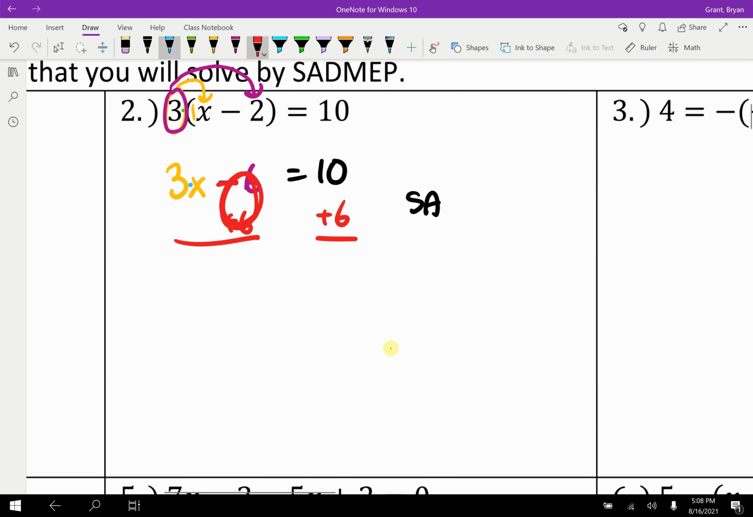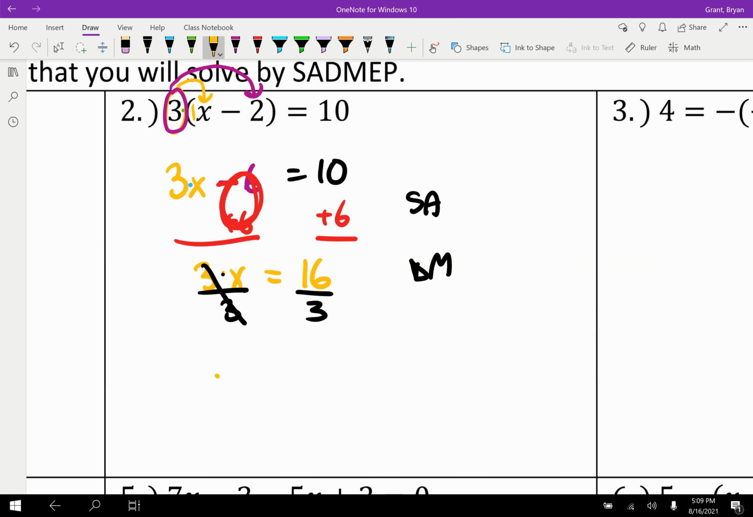Negative 6 plus 6 is 0. That gives me 3 times x equals 16. Now we're on the multiplication and division piece because I see the 3 still attached to x by multiplication. Well, we undo that by dividing by 3. And I have good and bad news for you. 16 divided by 3, 3 doesn't go nicely into 16.